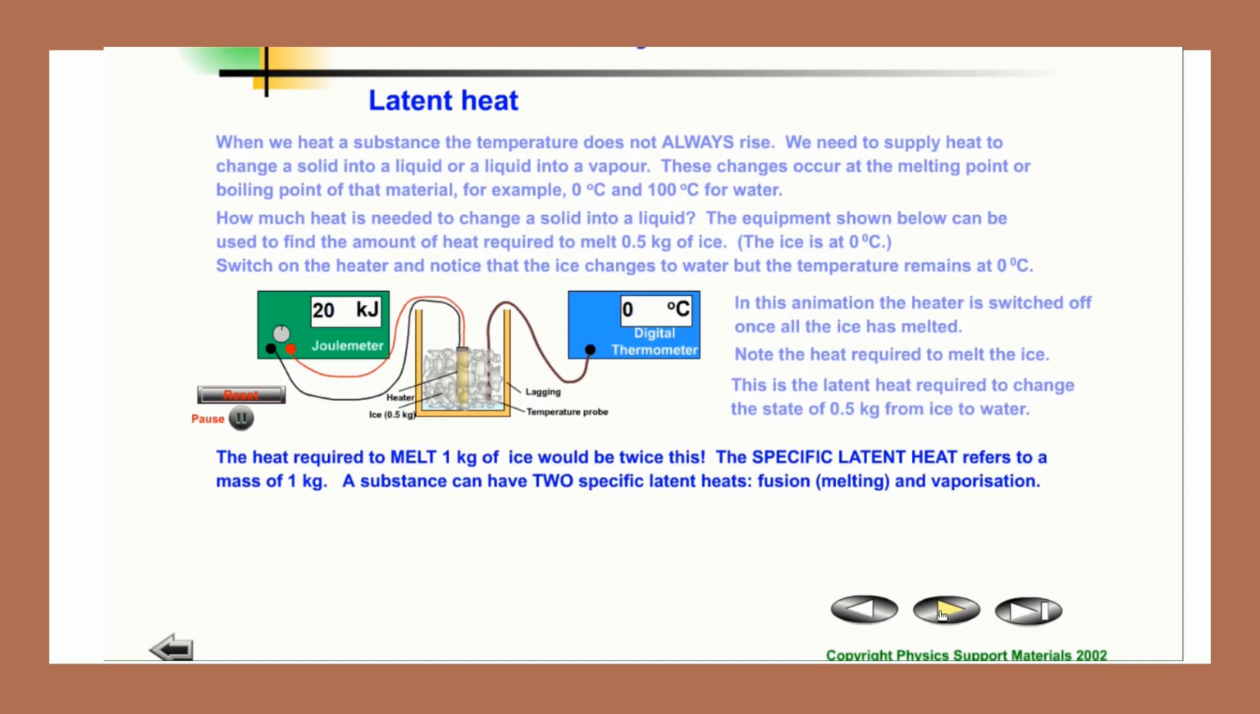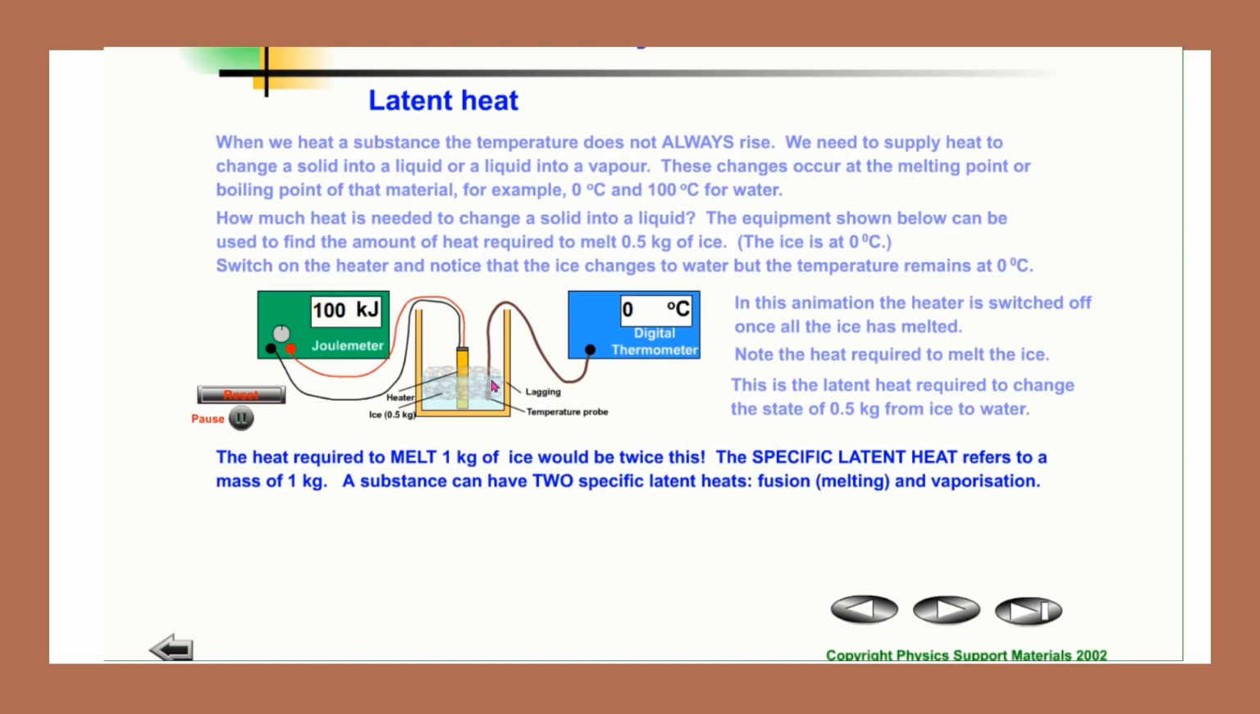So this is going to automatically switch off after half a kilogram of ice has melted. You'll see that the temperature is at 0 degrees Celsius, and that's really important. We're not having to heat the ice up before it can melt. You can see here that the level of the water is rising as the ice begins to melt. So we're getting less ice and it's becoming water.